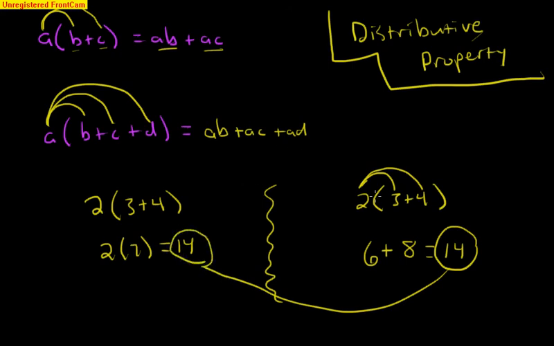But sometimes we don't have values. Sometimes we have 2 times the quantity A plus 4. And so we don't know what A is, but we do want to get rid of the parentheses. We distribute it through and say this is 2A plus 8.